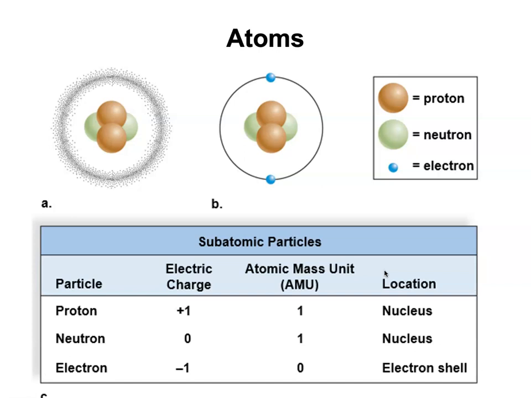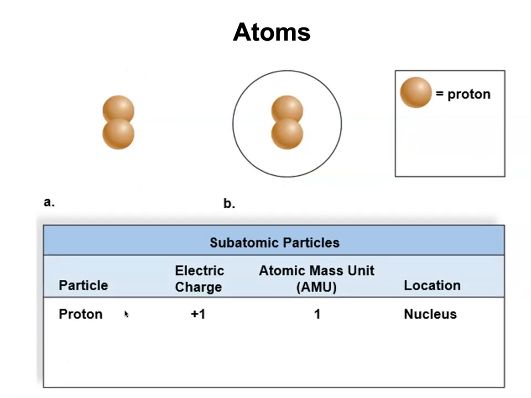So all atoms are going to be composed of several subatomic particles. The most common of those subatomic particles, and really the only ones we're going to discuss in this class, are going to be protons, neutrons, and electrons. I do want you to know some of these characteristics, so we're going to talk about each one of these. We're going to start off by talking about protons.